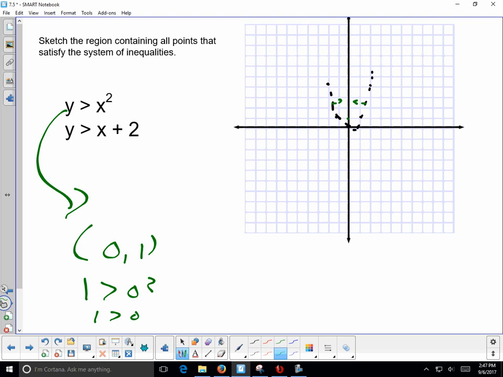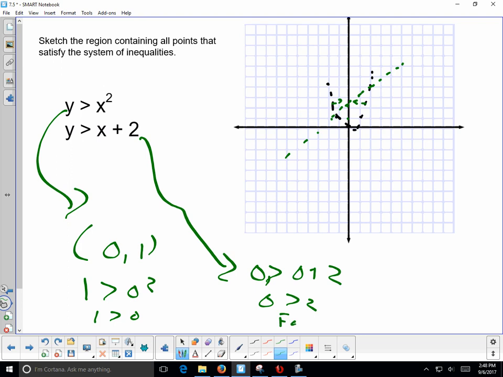And then x is greater than y plus 2. And this dashed line, very best drawn. Test point 0, 0. 0 is greater than 0 plus 2. 0 is greater than 2. That's false. I'm going to shade above that. So it's going to go like this.